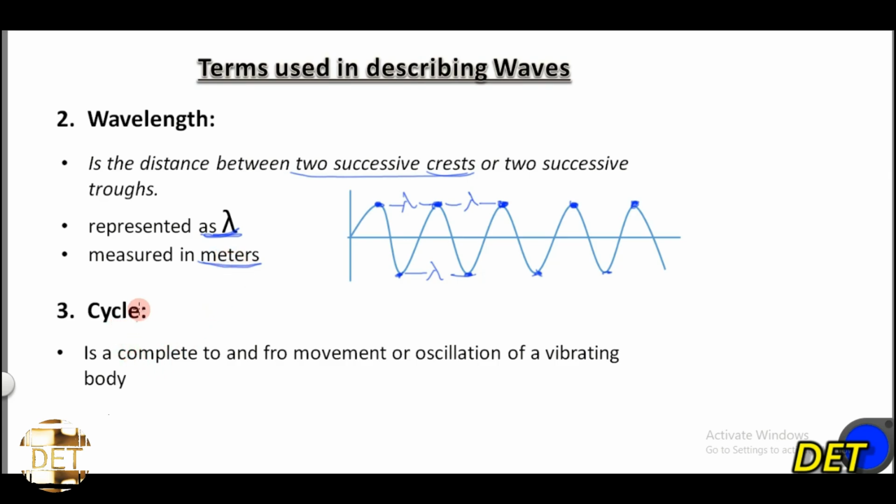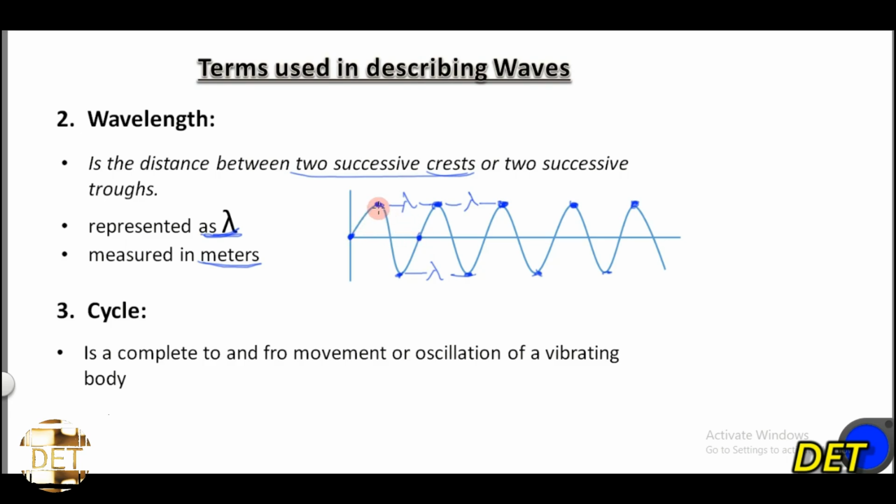Then the next term used in describing a wave that you should know is cycle. A cycle is a complete to and fro movement or oscillation of a vibrating body. So if we use this wave to describe a cycle, as the wave moves from here to here and then back to this plane, this is a cycle.